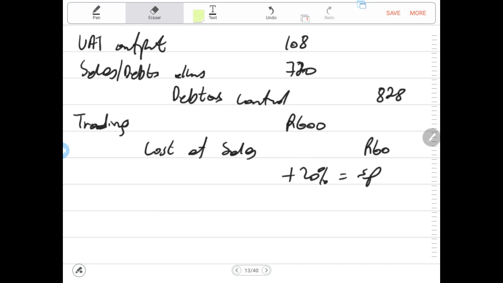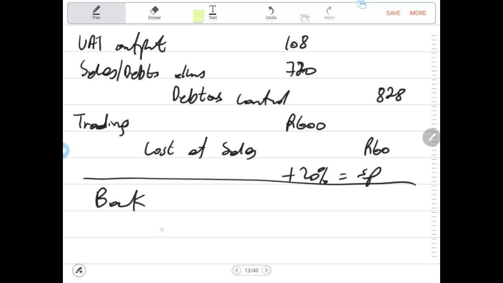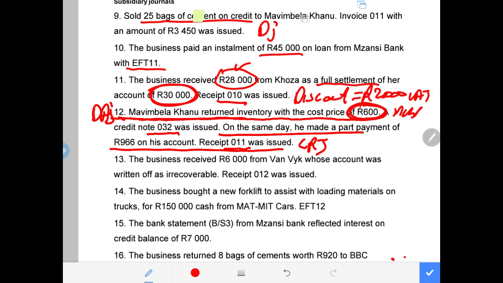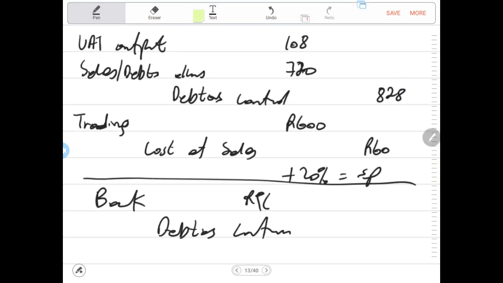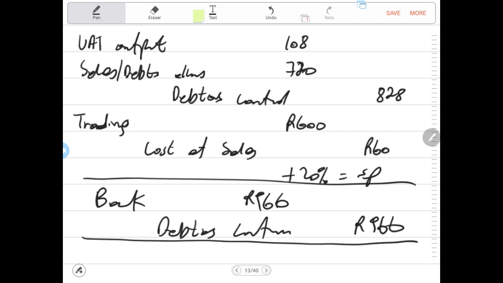Now the part payment, which is the second transaction. Part payment will debit our bank, we credit our debtors control. Second transaction, it was 900 and something. Just to verify, the customer made a part payment of 966. That is how much we have received. We received 966. On the credit side it is still 966. So this is the second transaction, and the second transaction is a cash receipt journal. The first transaction is the debtors allowance journal, which is a return. So two journals are affected in this case.